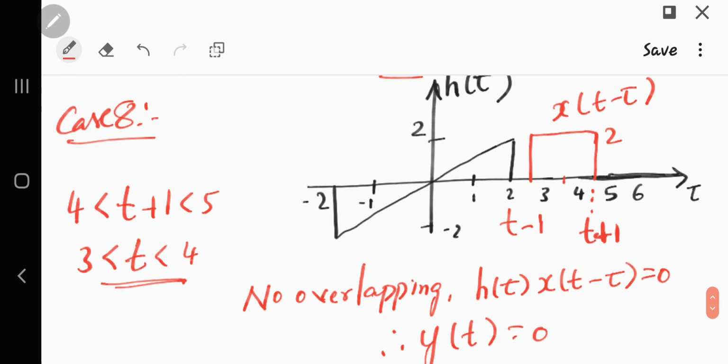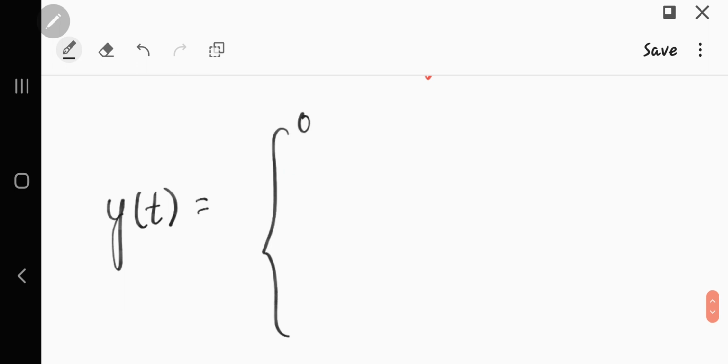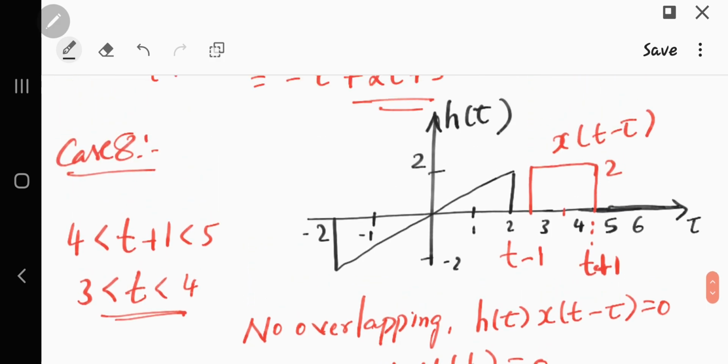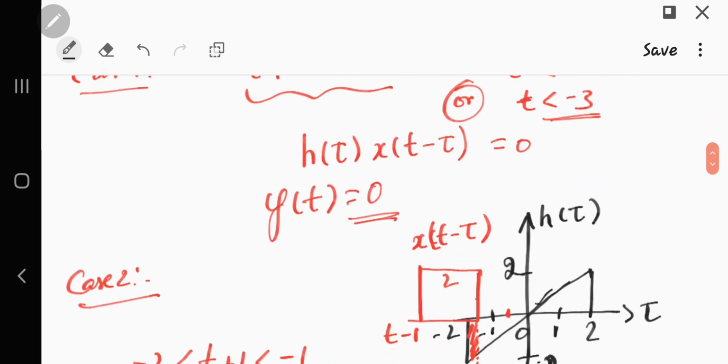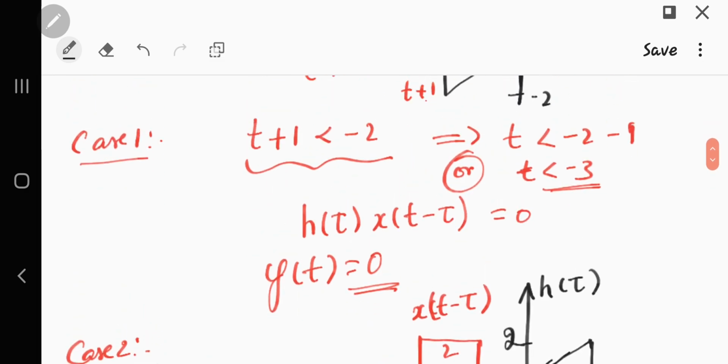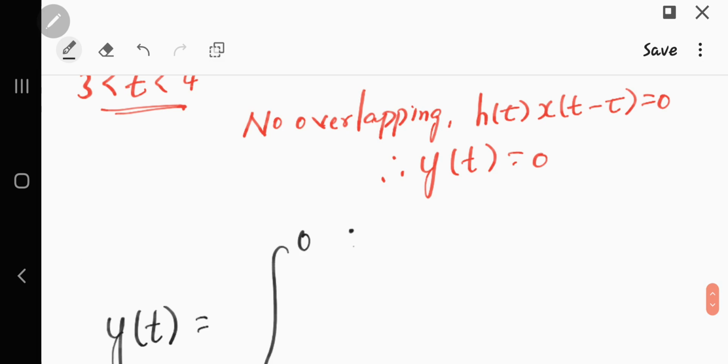Now considering all these cases, we have to conclude our y of t. So finally I will be concluding y of t considering all the cases here. So first I will take y of t is equal to, so first time it is 0. Where it is 0, go to case 1. If you go to case 1, y of t is 0 for t. I'll take this limit, t less than minus 3. Okay. So that is what I will take here for t less than minus 3.